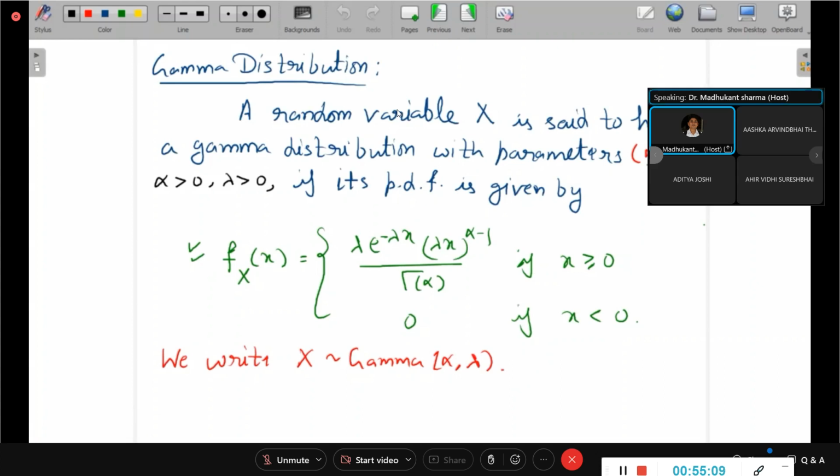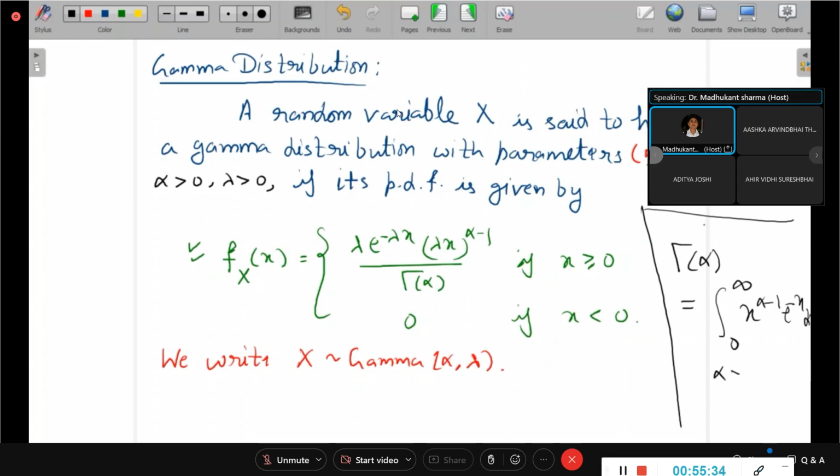Okay, right. So I hope you are all very much familiar with the gamma function. If I want to mention it here, gamma of alpha is equal to the integral from 0 to infinity of x to the power alpha minus 1 e to the power minus x dx, if you recall, and of course here alpha is greater than 0.